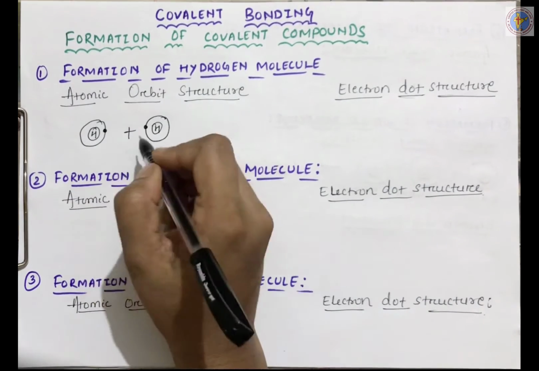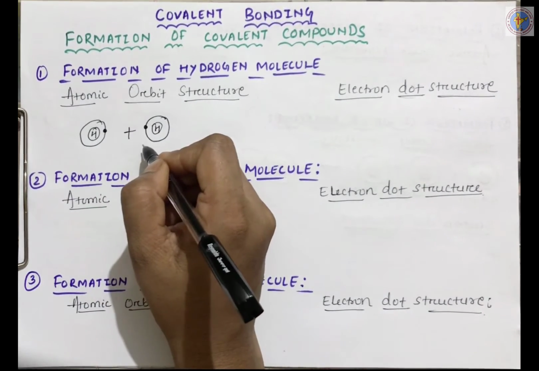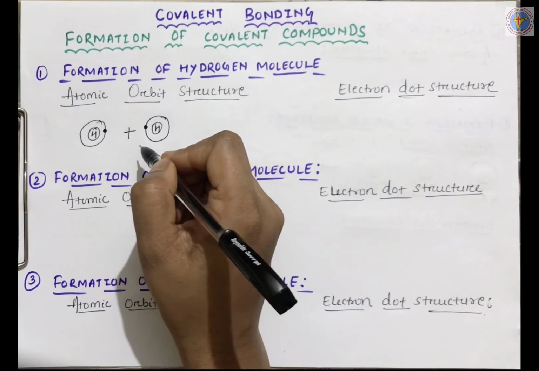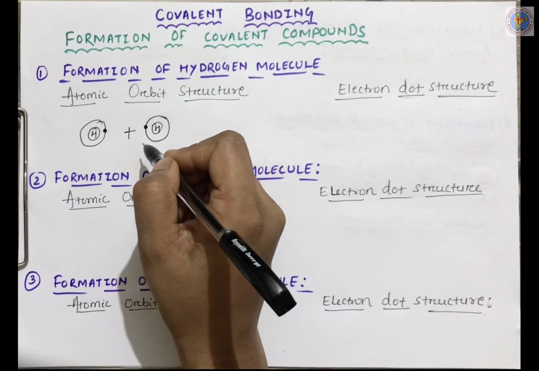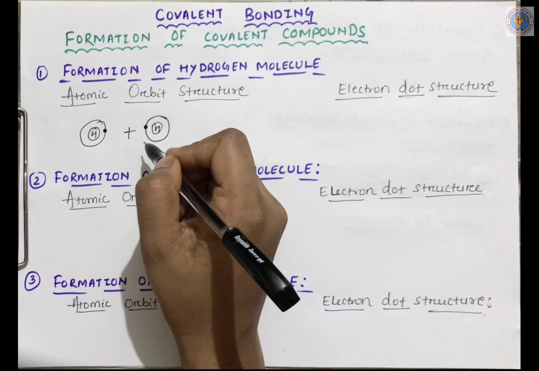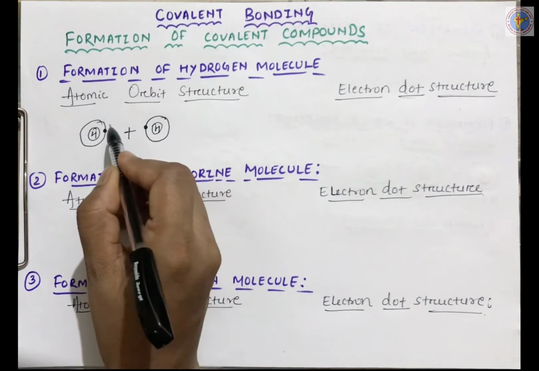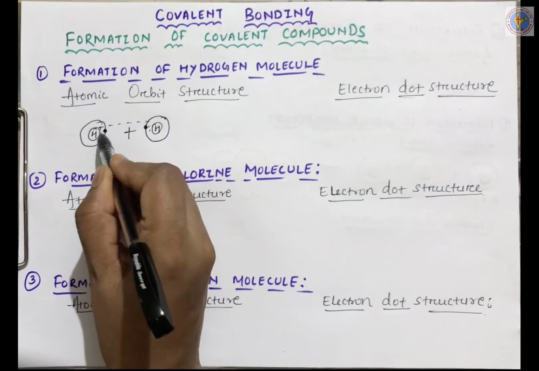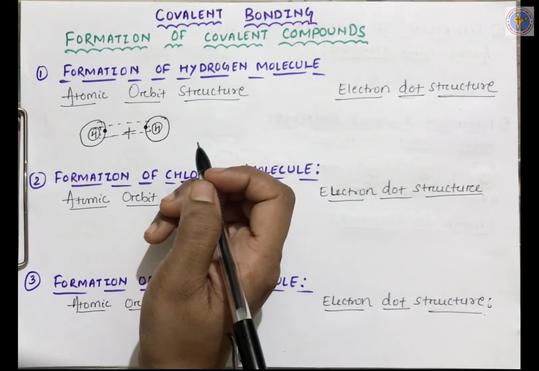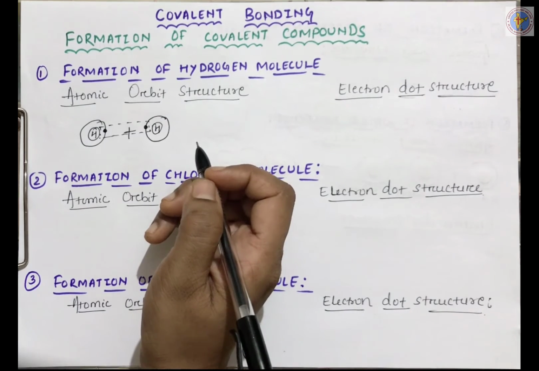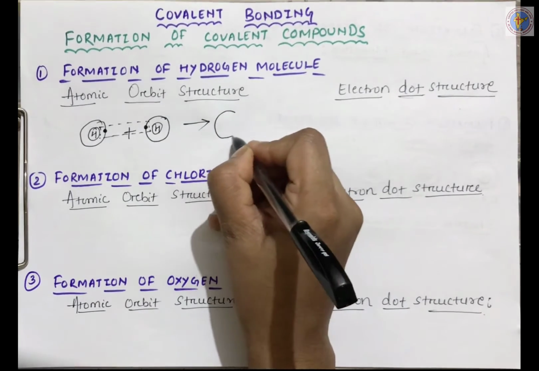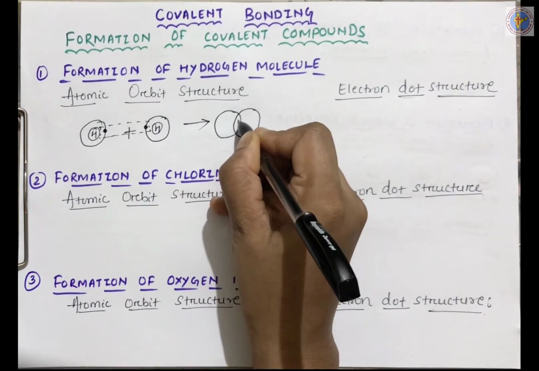In this case they are unstable because they don't have the duplet rule or octet rule. So in order to attain a stable electronic configuration, what they need to do, children, is to have at least 2 electrons in their outermost shell. So what they are going to do is share the electrons, because we are learning covalent bond, and a covalent bond is formed by sharing of electrons. It is not formed by transferring of electrons. After combination, what will we get, children? We will get a hydrogen molecule. The hydrogen molecule is like this.